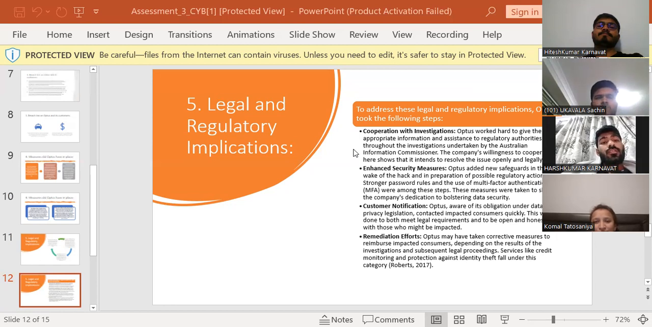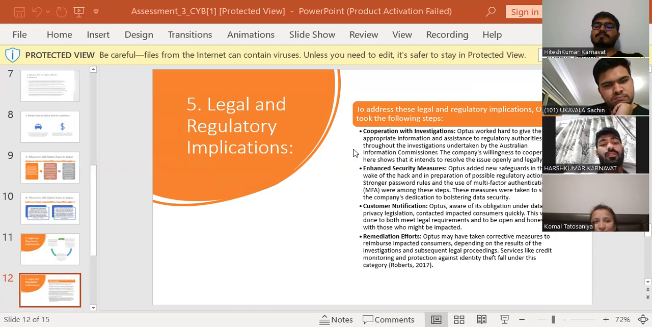Stronger password rules and the use of multi-factor authentication, MFA, were among these steps. These measures were taken to show the company's dedication to boosting data security. Customer notification: Optus was aware of its obligation under data privacy law to notify the impacted customers quickly. This was done both to meet legal requirements and to be open and honest with those who might be impacted. Remediation efforts: Optus may have taken corrective measures to help impacted customers, depending on the result of the investigation and the subsequent legal proceedings.